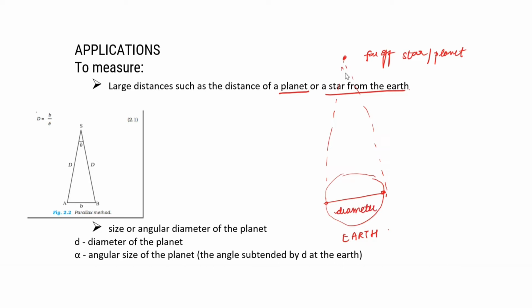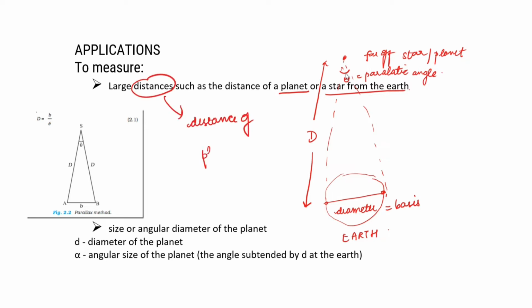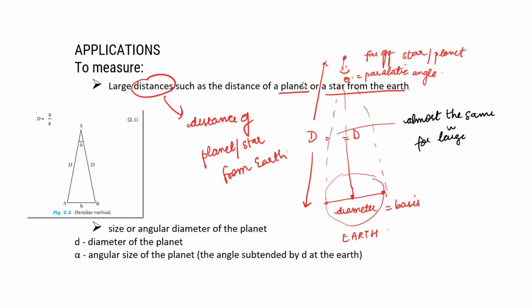This theta is nothing but the angular size of the planet or the star. This is nothing but the angle subtended by the diameter at the earth. And this distance capital D is the distance of the planet or the star from the earth. Here you can see that this vertical distance and this distance are almost the same, because they are very large distances. So from basic trigonometry we can see that theta is equal to B by D.